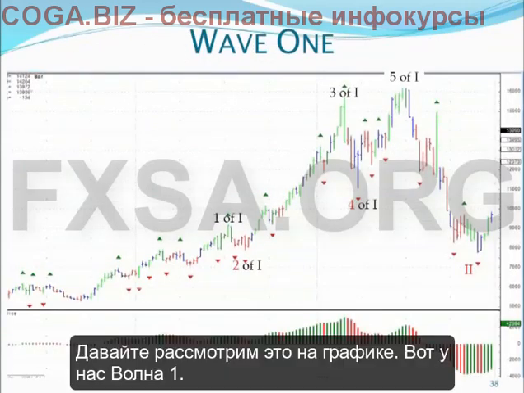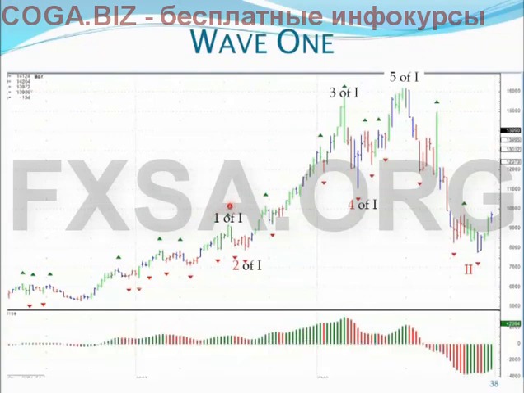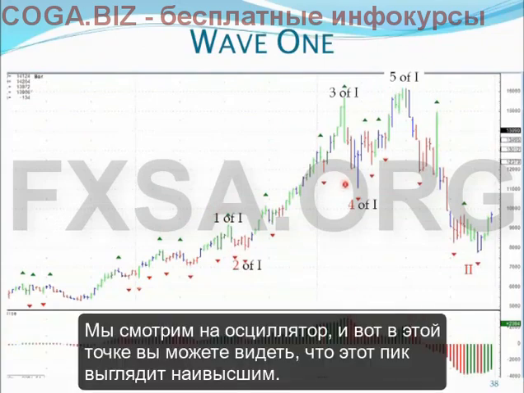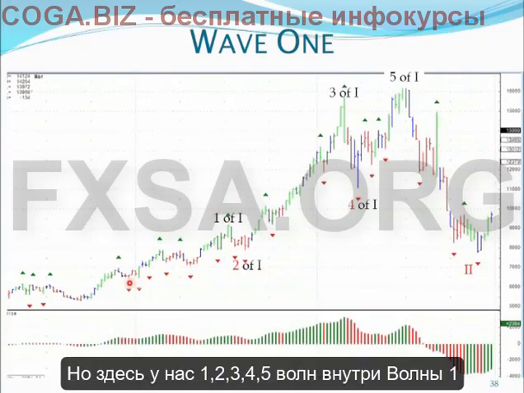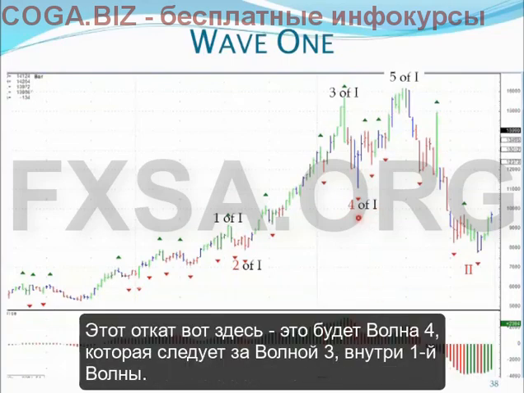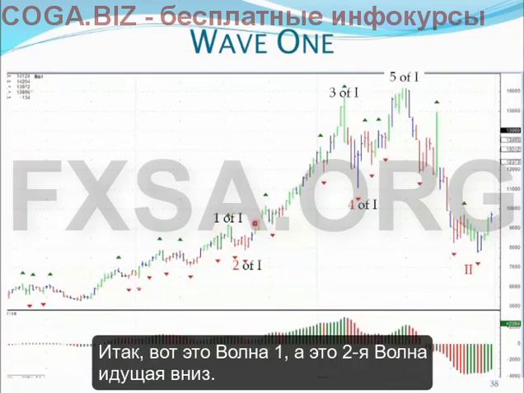Let's take a look at this on the chart. So we have wave 1. And we're looking at the oscillator, so at this point you can see that it looks tallest. But here we have a 1, a 2, a 3, a 4, and a 5 of wave 1. So this pullback here is going to be the 4 of the 3 of the first wave. So this is one wave here, second wave coming down.